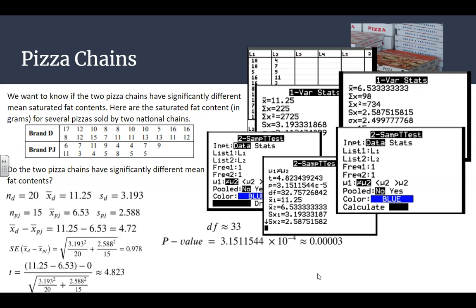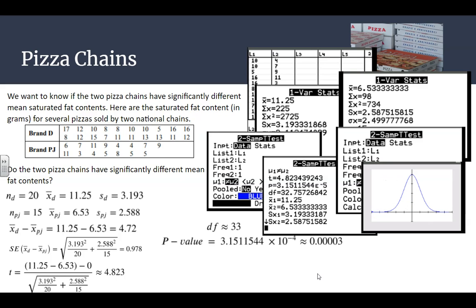So for our two-sample t-test, if you notice at the bottom when I had you calculate, at the other side it says draw. If you want to sketch it, you can. This particular one does not have it colored in for us because it's so far to the right.